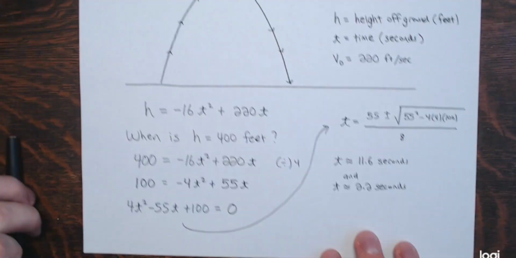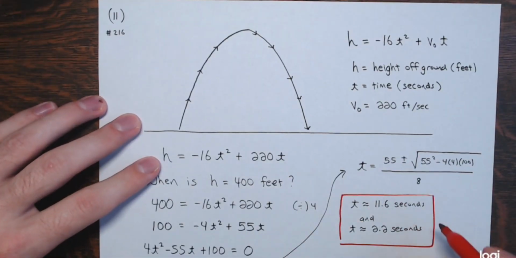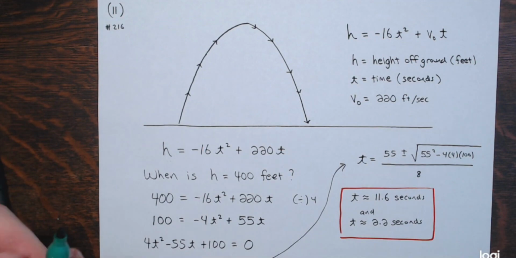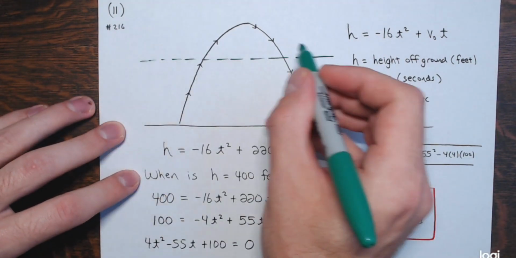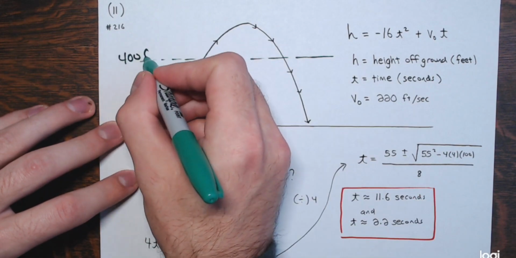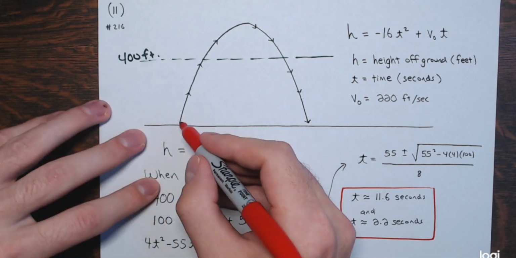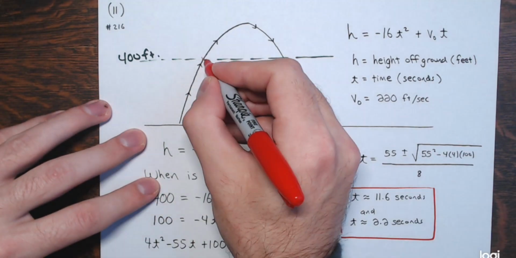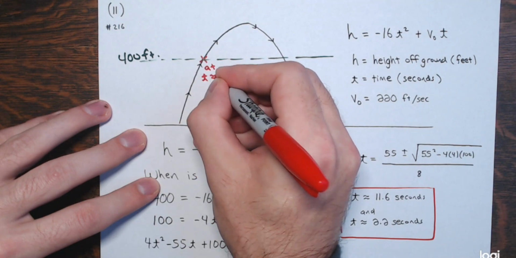All right, so I'll circle these, right? So let's say 400 feet in the air is like this. Say this is 400 feet in the air. Well, if it's shot from here, that means it's hitting this point at t approximately 2.2 seconds.